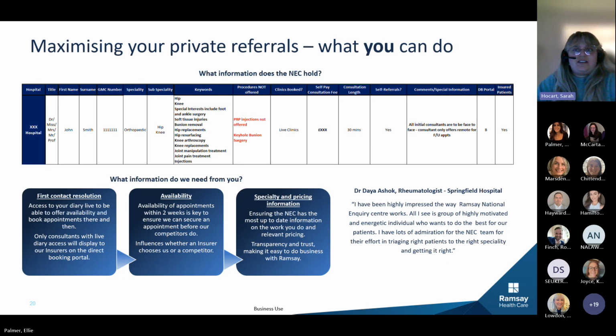Hello everyone, I'm Sarah. I'm one of the Senior Inquiry Advisors, aka a team lead in the NEC, and I'm based out of the Springfield Hospital. So I'm just going to talk you through a little bit about our spreadsheet database that we have, and explain what you can do to help you maximise referrals.